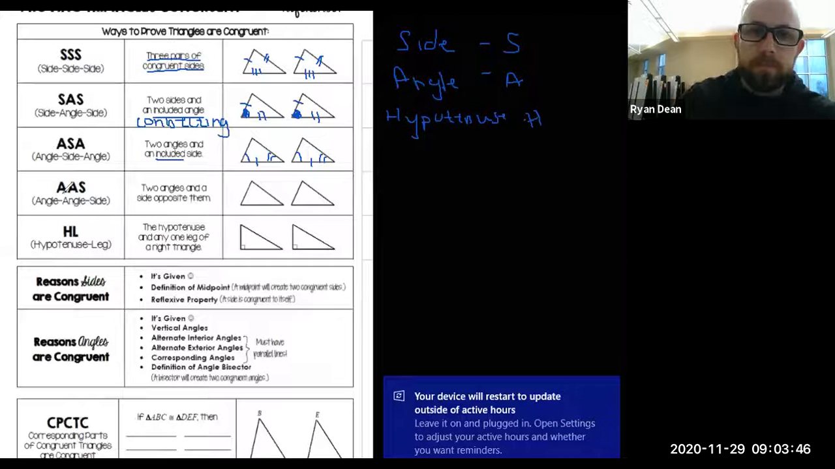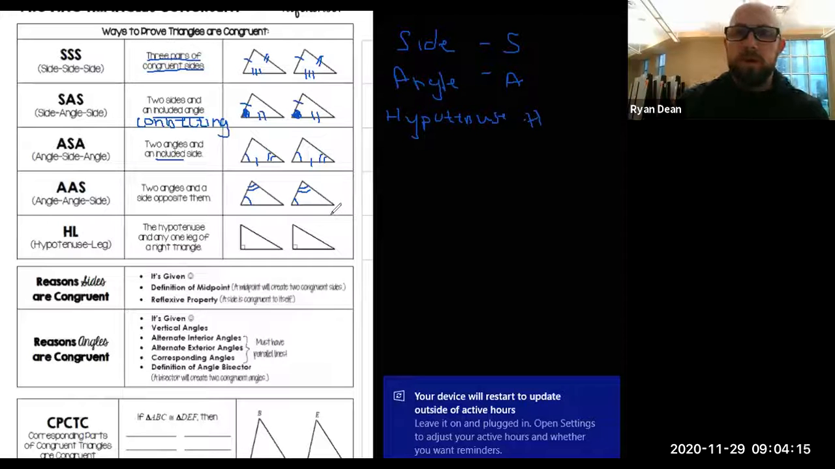Okay, this one here, angle angle side, we have two angles and then a side that is opposite of them. So if I went like this, these are my two angles that I know are congruent. So there and there. Okay, it's not going to be the one that's in between, right? Because we just had that. That was the included side.